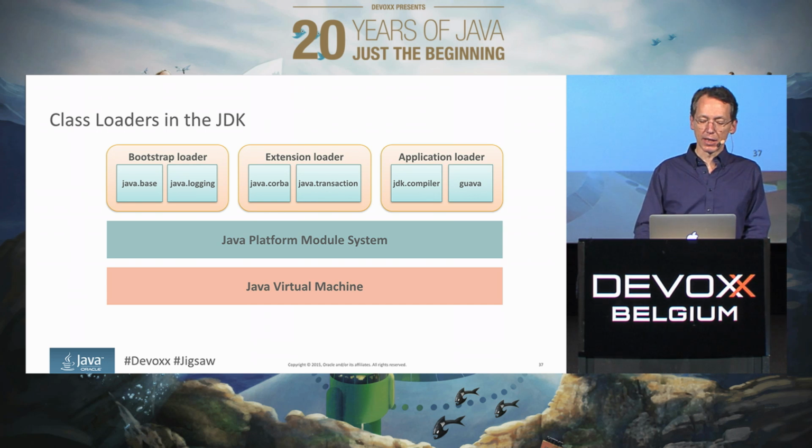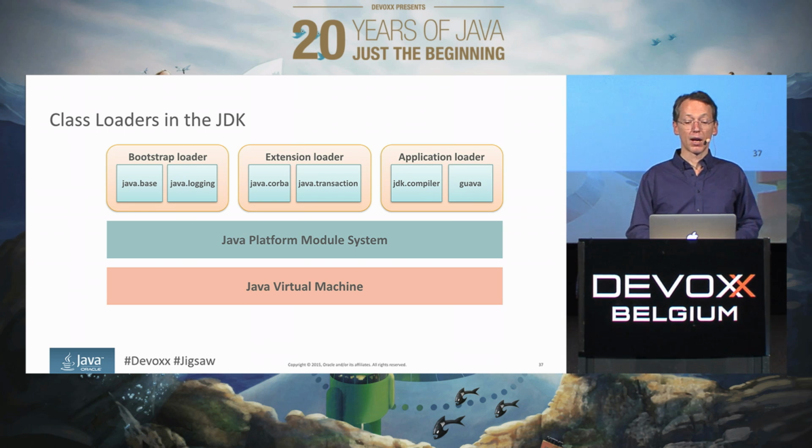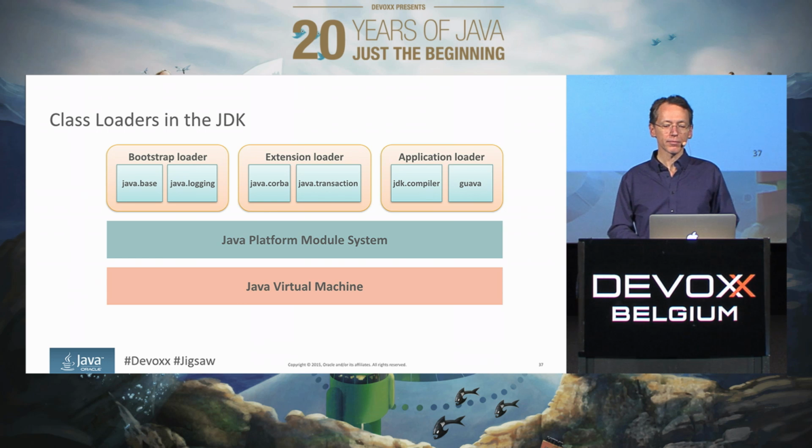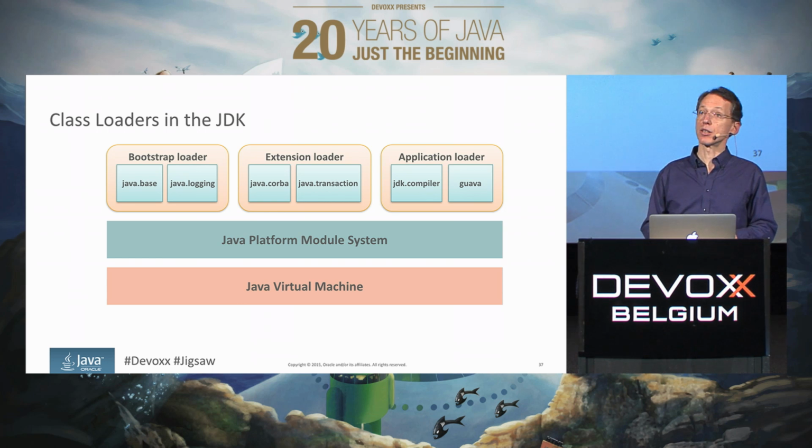Most modules that you've seen, like java.base and java.sql and java.logging, have their classes defined by the Bootstrap loader. A few modules, like java.corba, have their classes defined by the extension loader. A handful of modules related to tools have their classes defined by the application loader.